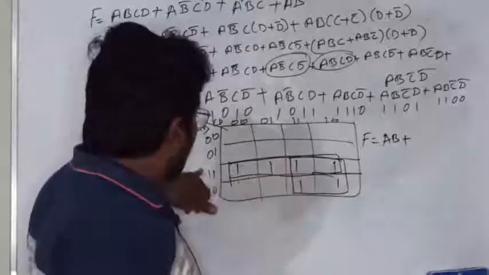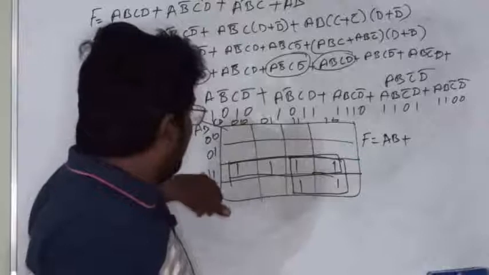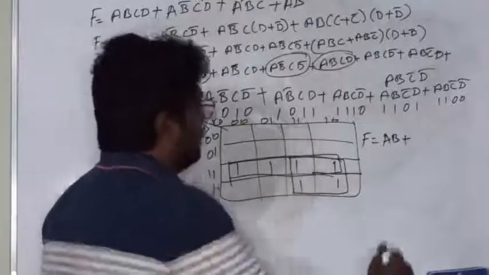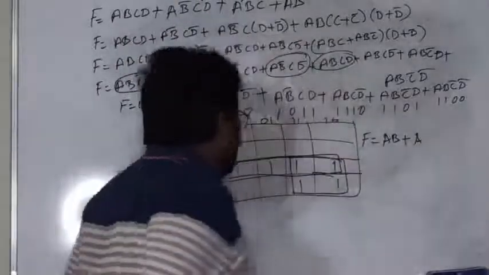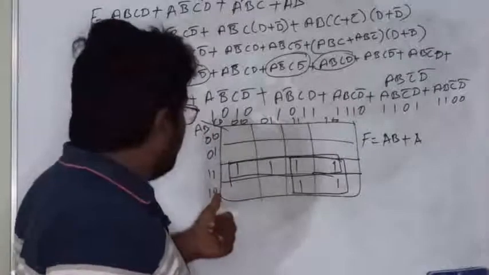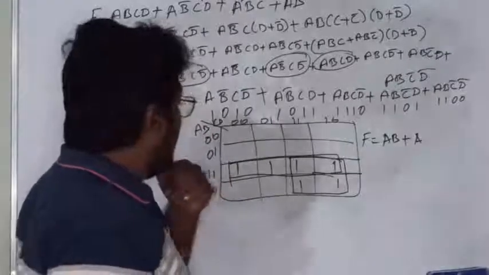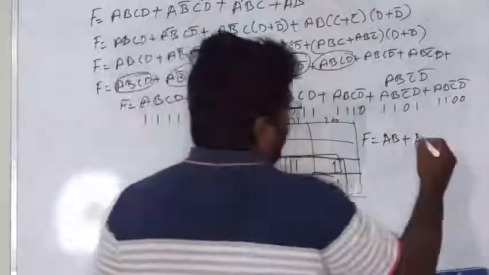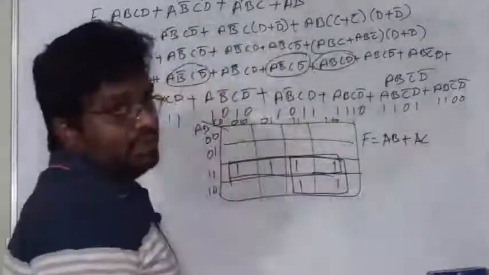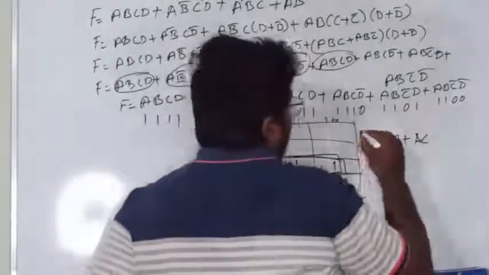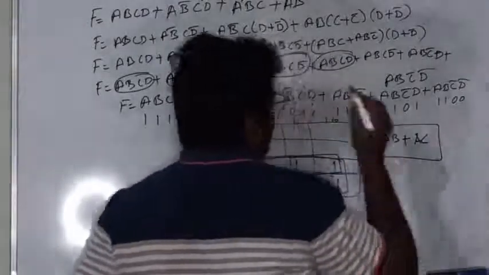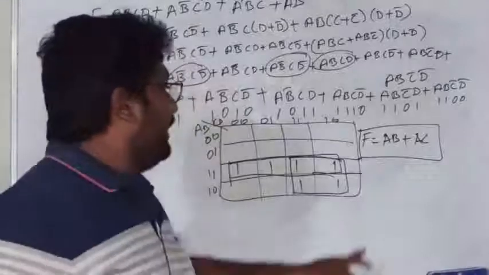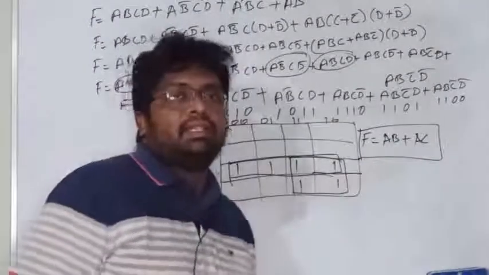Plus for the next quad, for 1, 1, 1, 0: the A value is not varying. B value is varying, that is 1, 0, so the values are varying. And for CD, C is 1 and not varying, and D is varying. So the minimized equation for this given Boolean algebraic expression is F is equals to AB plus AC.